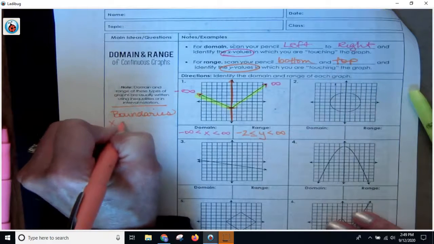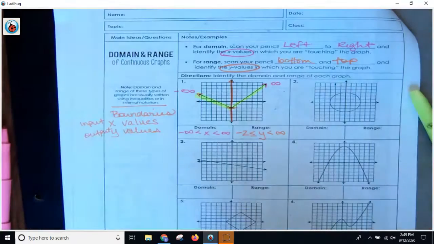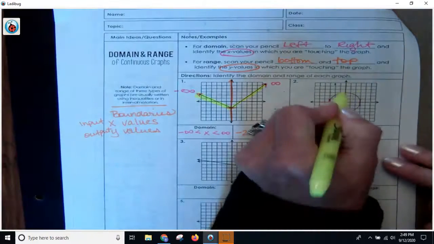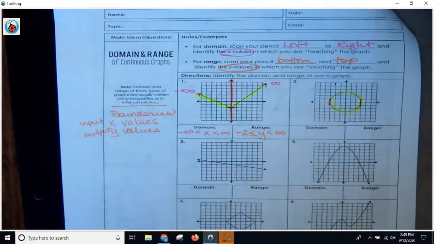All right, we're talking about what are the boundaries of our x values and what are the boundaries of our y values. This would be our input, and our output. So what are our boundaries? You notice that in this situation, our left boundary, if I take my pen, the circle here, which is our current graph, does not actually touch the pen until I get here to -3.